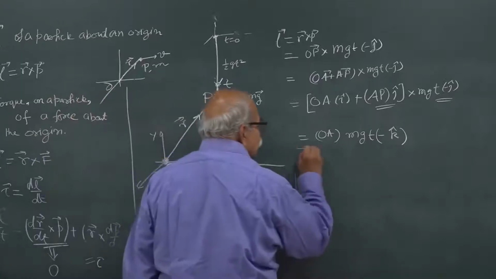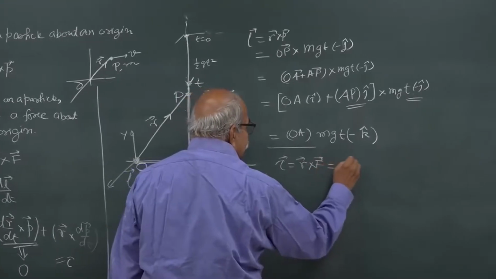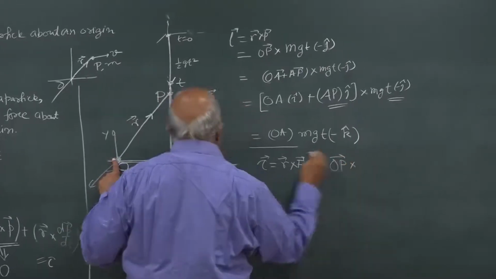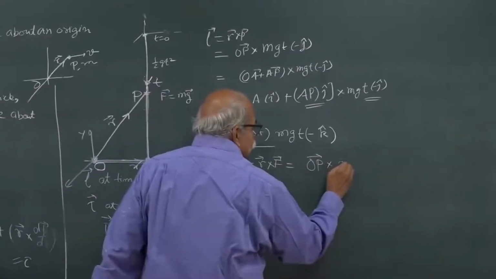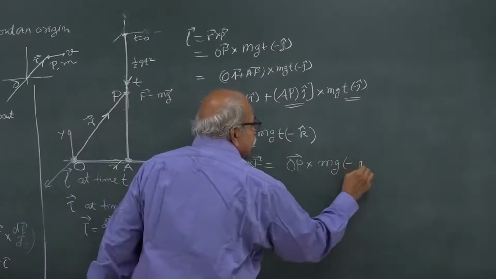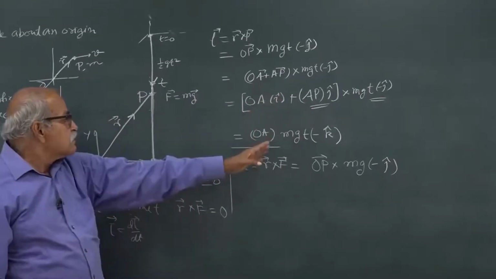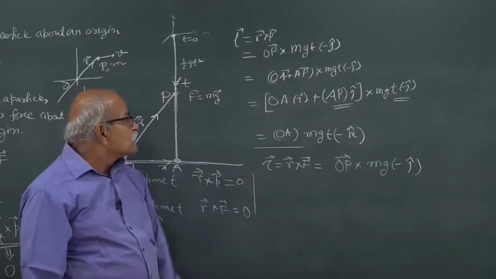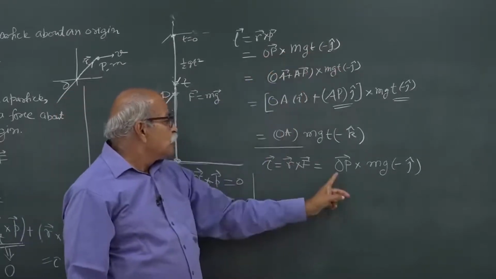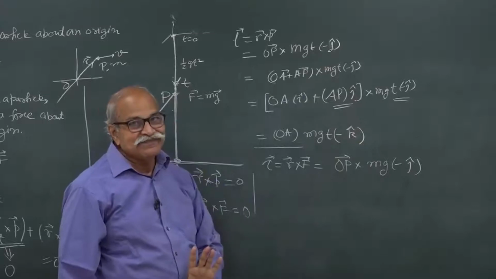What is torque? Torque is r cross f, and r is OP vector. So, OP cross f, f is mg in the downward direction. So, mg times minus j cap. Look at this expression for L and this expression for torque. What is the difference? OP cross mgt minus j cap, OP cross mg minus j cap. Only this t is not there, otherwise everything is there.